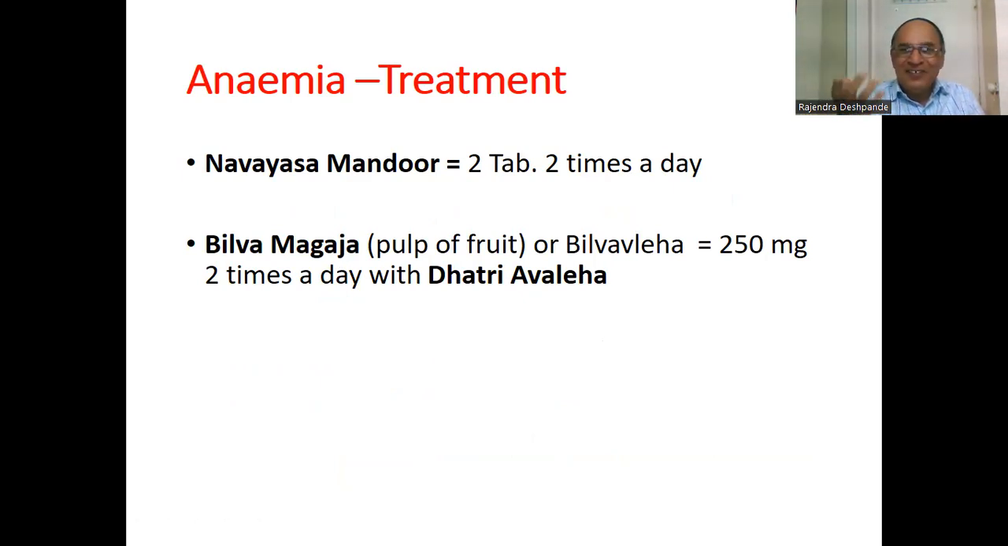Bilva avaleha. Bilva, fruit. This is the only fruit, listen from me, which is used in Ayurveda in unripe condition. You know that every fruit should be used when it is ripe, am I right? But this is the only fruit which is used in immature or unripened form, and avaleha, jam, is prepared, and that is a fantastic medicine.